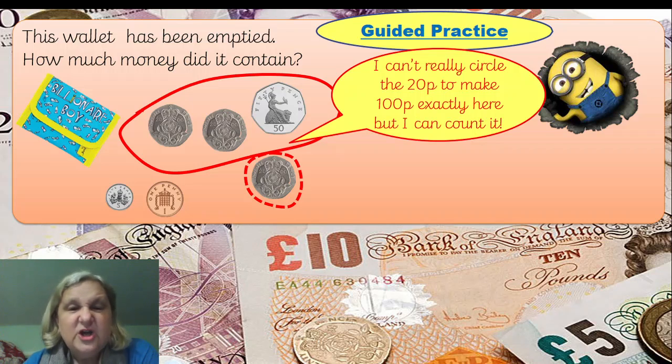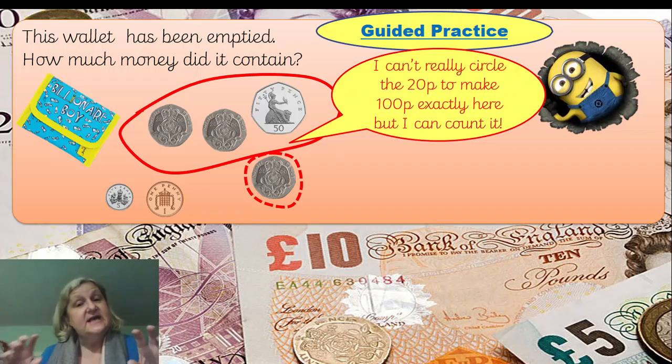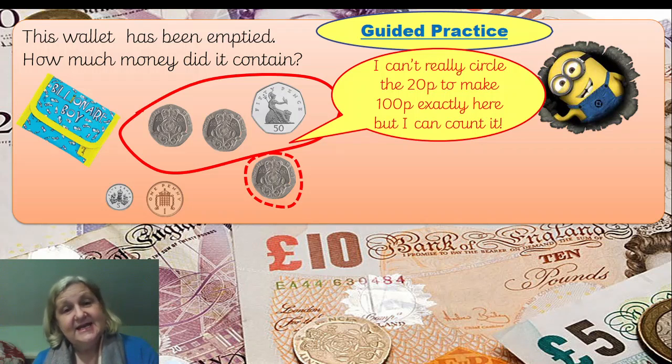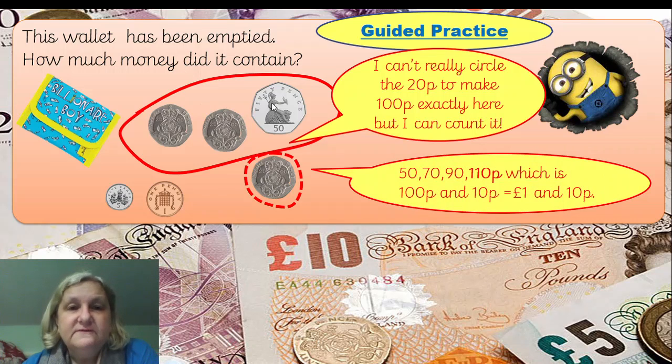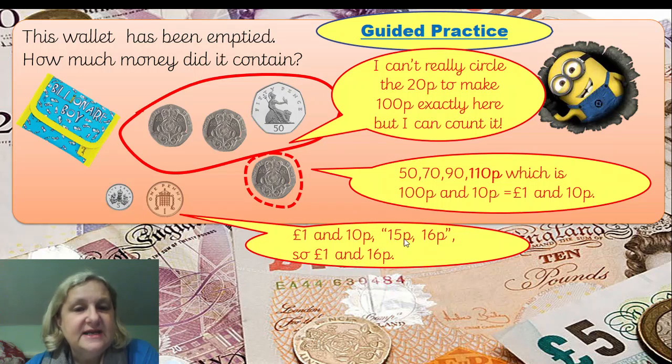Okay, if I wanted to, I could think of this 20 being partitioned into 10 and 10. And I could then make my pound with 10 pence over. Make my 100 with a 10 over. Or I could just think of it as 110. 110 is 100 plus 10. So I've got 50, 70, 90, 110, which is £1 and 10p, plus my pennies left over, £1 and 10, 15, £1 and 16. Okay, so £1 and 16 pence.